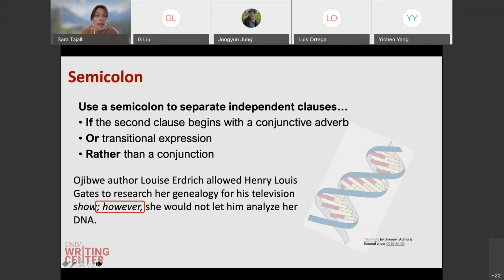All right, and we use semicolons to separate independent clauses if they're linked with a conjunctive adverb or a transitional expression. You don't have to know all these terms, but it's things like however, therefore, nevertheless. As you can see here, there is a semicolon before the however, and then followed by a comma. So that's another way in which we connect these two independent clauses with a semicolon.